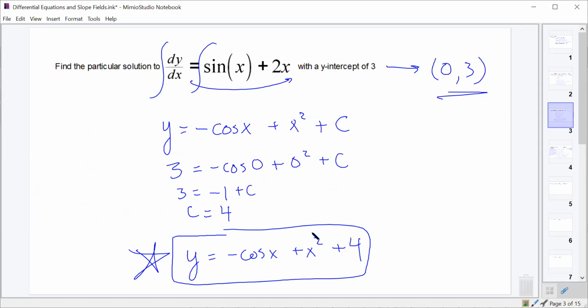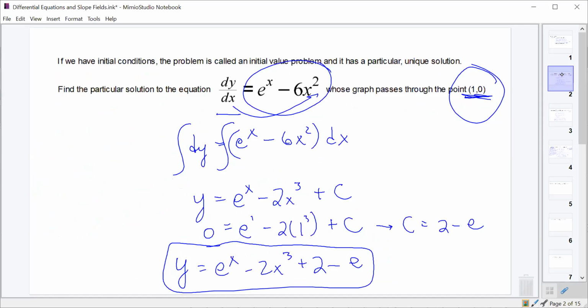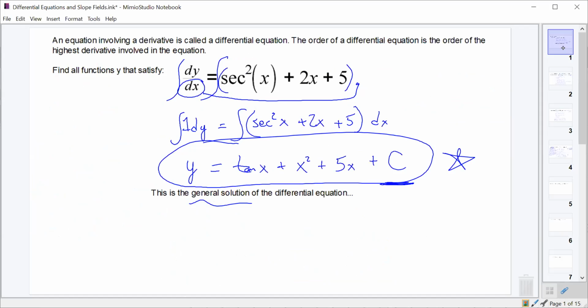So you'll need to do that with every particular solution. We didn't do it here because no discontinuities. We didn't do it here, no discontinuities. And we didn't do it here, even though there were discontinuities, because this is a general solution, not a particular solution.